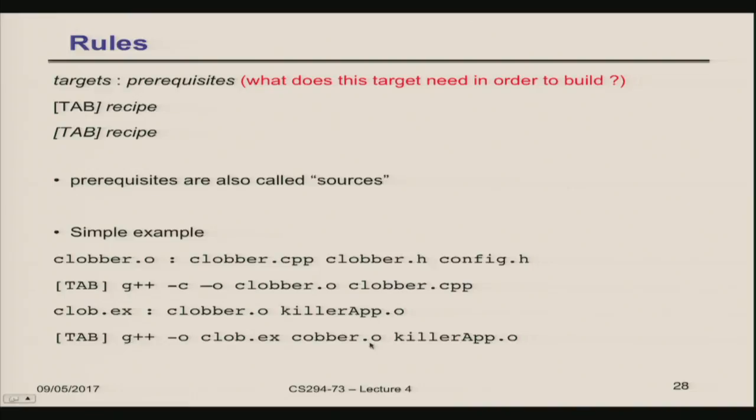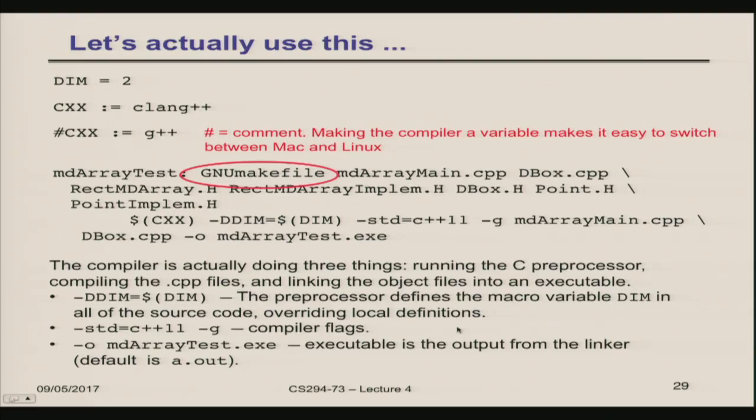Clobber.o, killerapp.o, those are the prerequisites. If they aren't up to date, or if they've changed since the last time you built this target, it will go and rebuild them if it can. And then tab, g++, output, you're outputting an executable, and these are the inputs, the .o files. So fine, this is a silly made-up example. Here's an example that actually is the example you're going to be handed to start with, for the first programming assignment. So here's an actual makefile, and we'll invoke make on this in a moment.